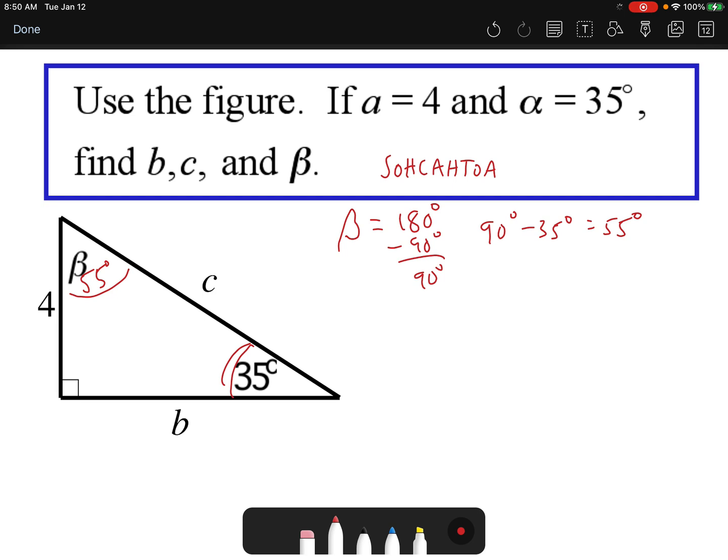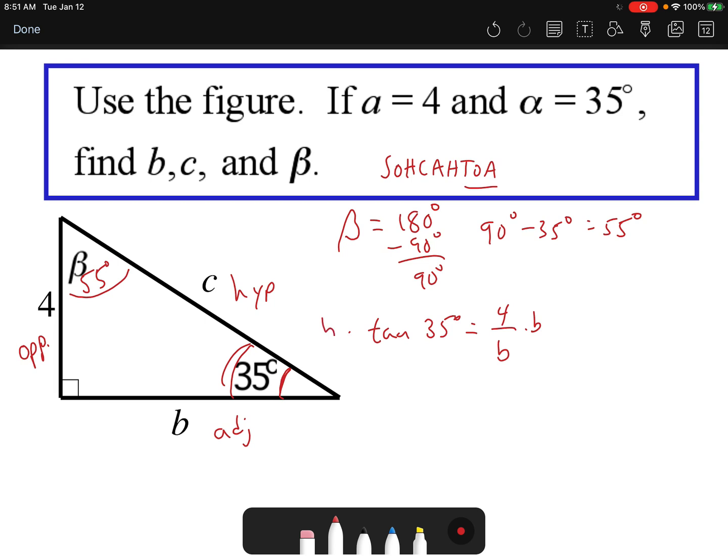So in this case, let's find B first. So here's B, and I'm going to use 35 degrees. So that's opposite, adjacent, and hypotenuse. If I'm going to find the adjacent side, I'm going to use opposite over adjacent, which is tangent. Again, you can pick it any way you want. So that would be 4 over B, opposite over adjacent.